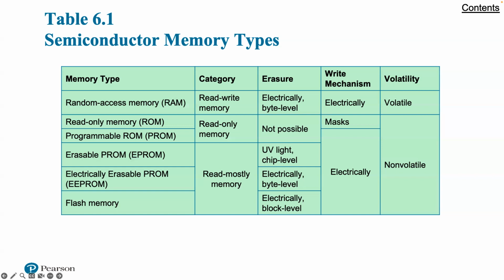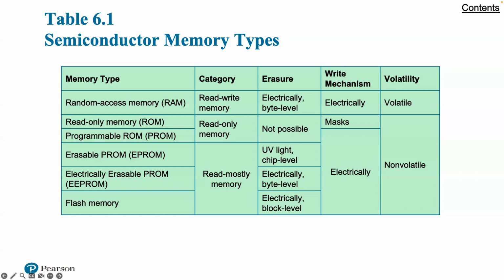Both the reading and writing are accomplished through the use of electrical signals. The other distinguishing characteristic of RAM is that it is volatile. A RAM must be provided with a constant power supply. If the power is interrupted, the data is lost. Thus, RAM can be used only as temporary storage.